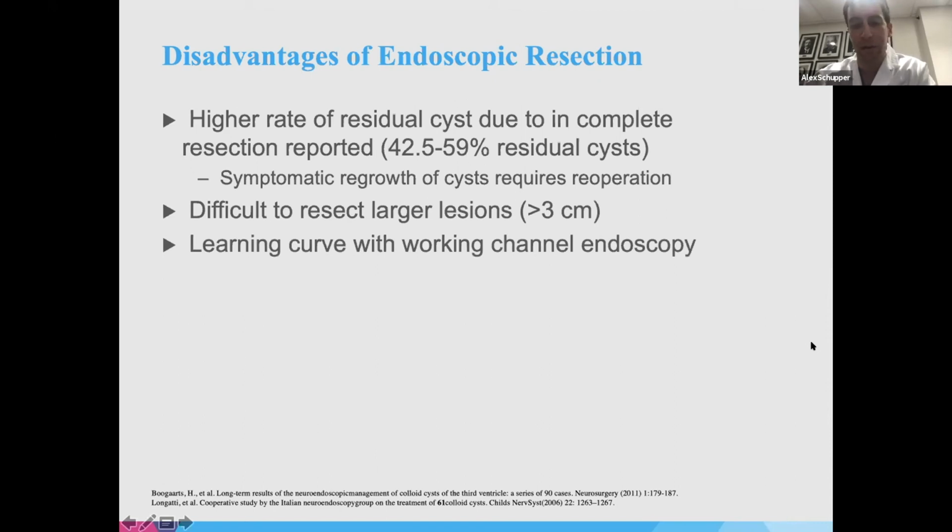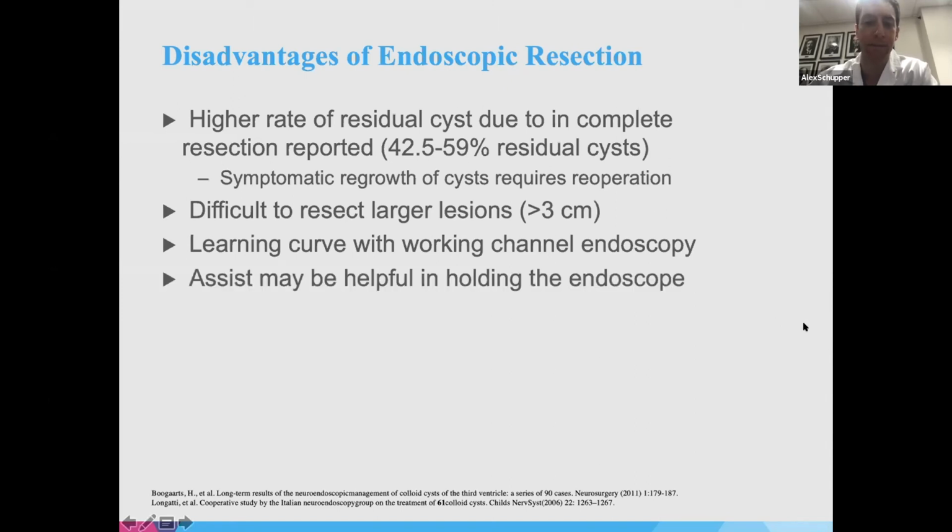And there is a learning curve with a working channel endoscopy, as we've seen with different technologies like MIS TLIF, that there is a learning curve for surgeons. And I attribute some of the earlier results of having higher residual cysts just to this learning curve, that even surgeons comfortable with endoscopy may not be as comfortable with using a working channel endoscopy in this manner. This could be a rationale for why the earlier results weren't as good.